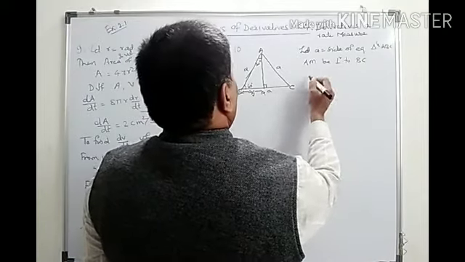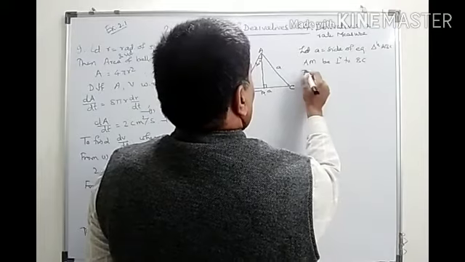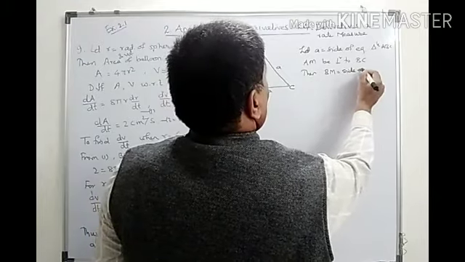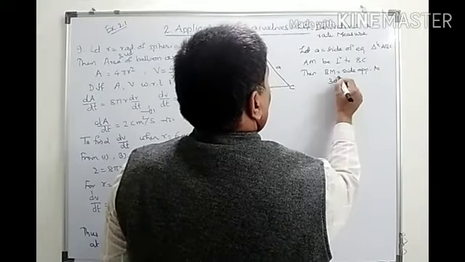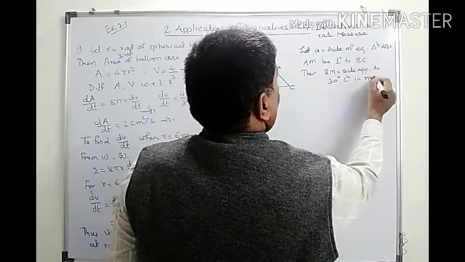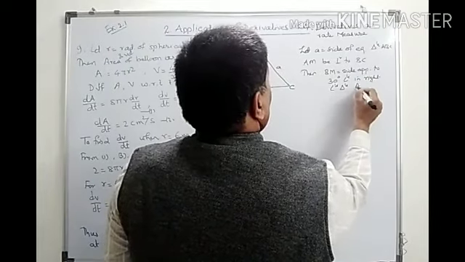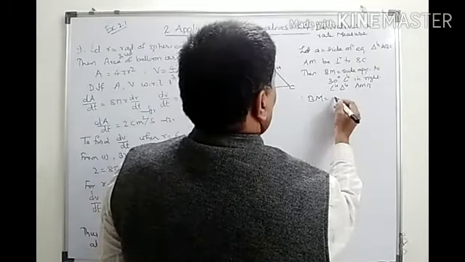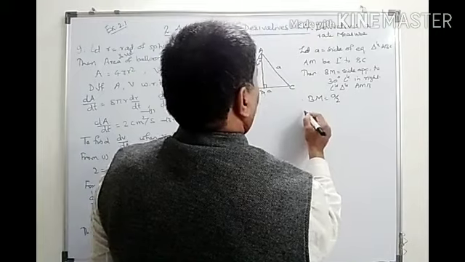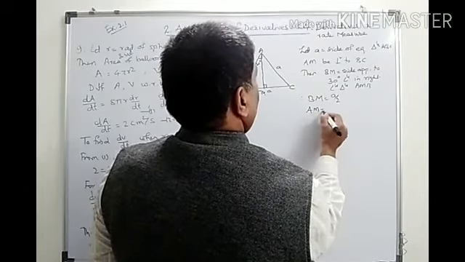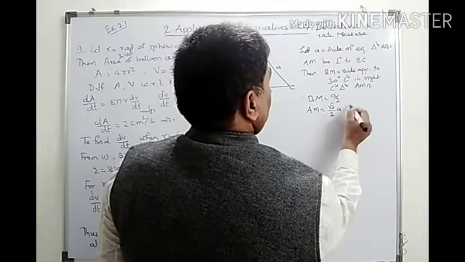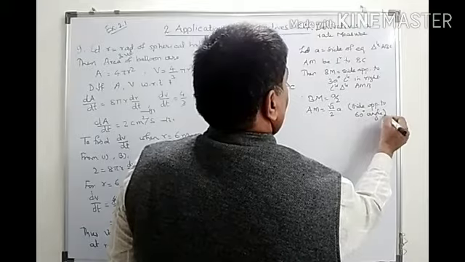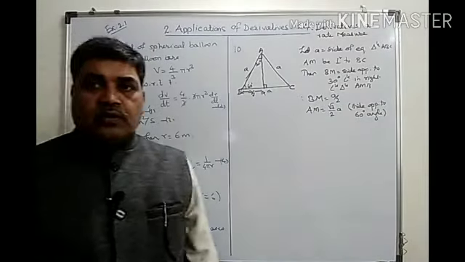Okay. Then BM is equal to the side opposite to 30 degree angle in right angle triangle AMB, and therefore BM is equal to 1/2 times A, that is A by 2, and AM is equal to √3 by 2 A, the side opposite to 60 degree angle. So we are getting this.